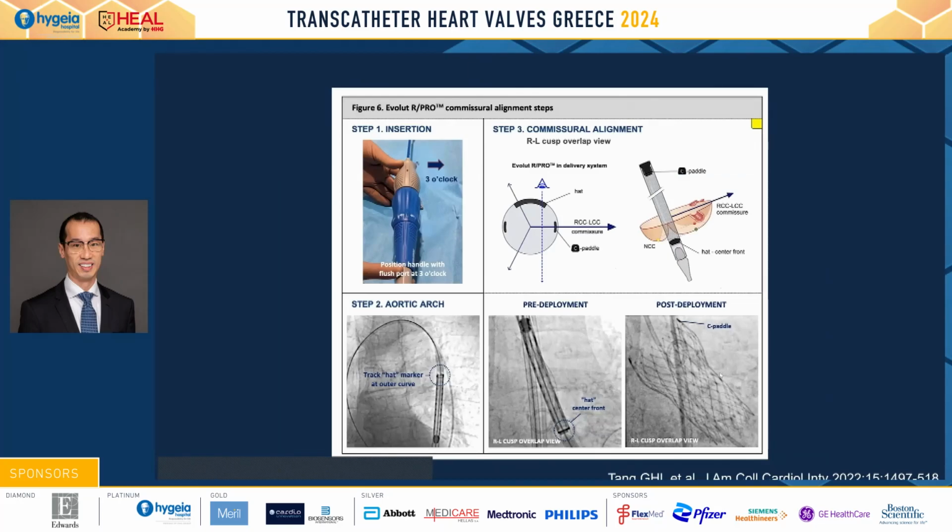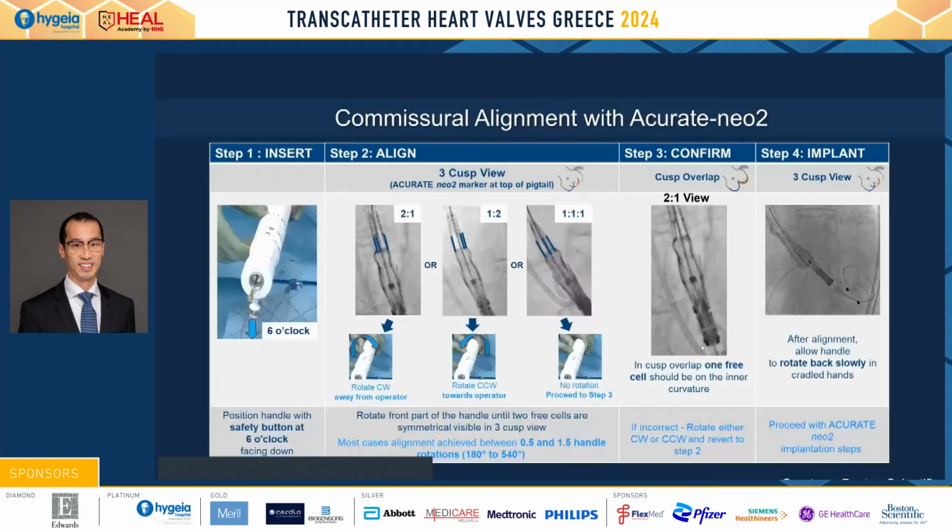So for the Evolut platform, we now know that you can insert the flush port at 3 o'clock and then get the hat marker facing you directly in the center front. And when you release the valve, as long as one of the hat markers, the CTAP rather, faces the right side of the screen as you see here, then you should have good commissure alignment.